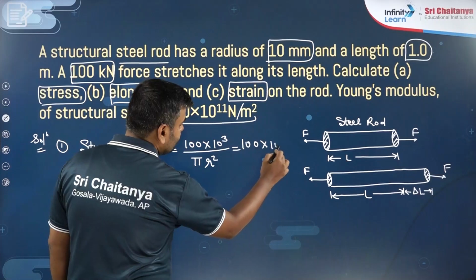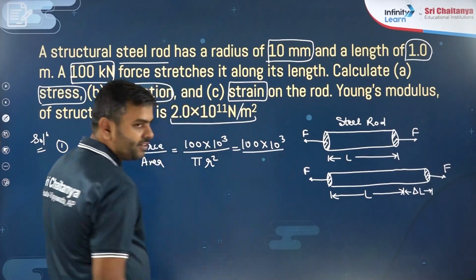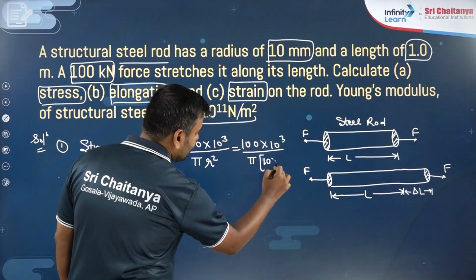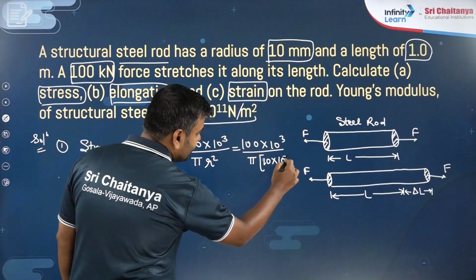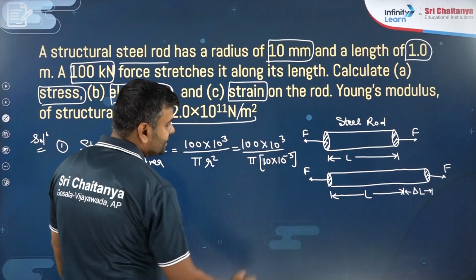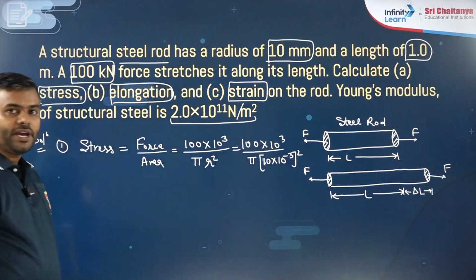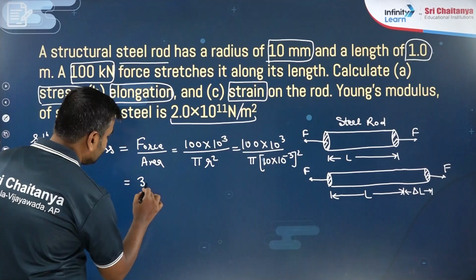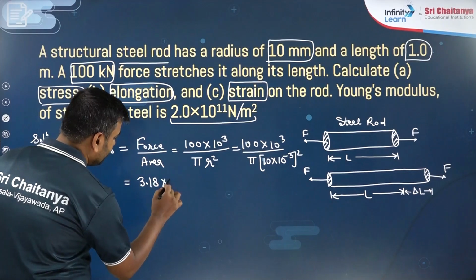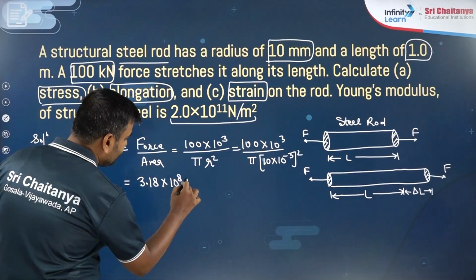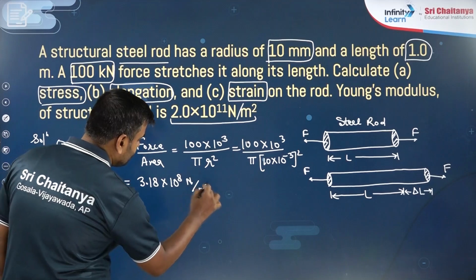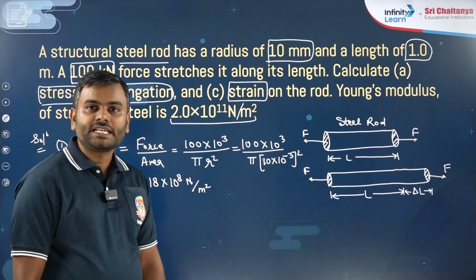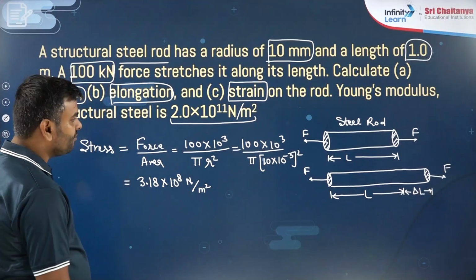So 100 into 10 to the power 3, this whole divided by pi into r square. The r value is 10 mm, which can be written as 10 into 10 to the power minus 3, whole square. If we solve this further, the final answer we get is 3.18 into 10 to the power 8 Newton per meter square. That is the value of stress in this particular question.